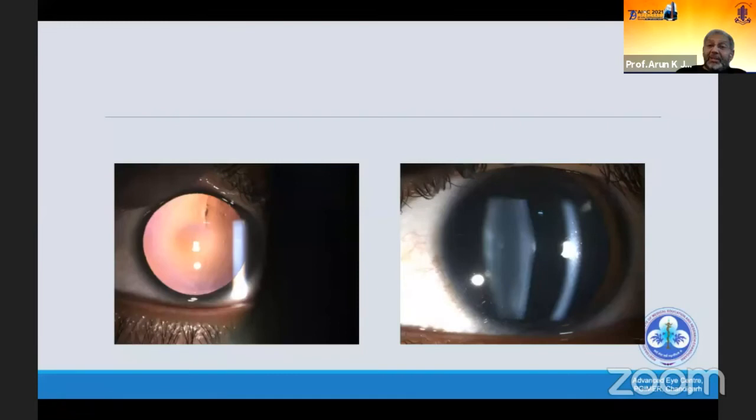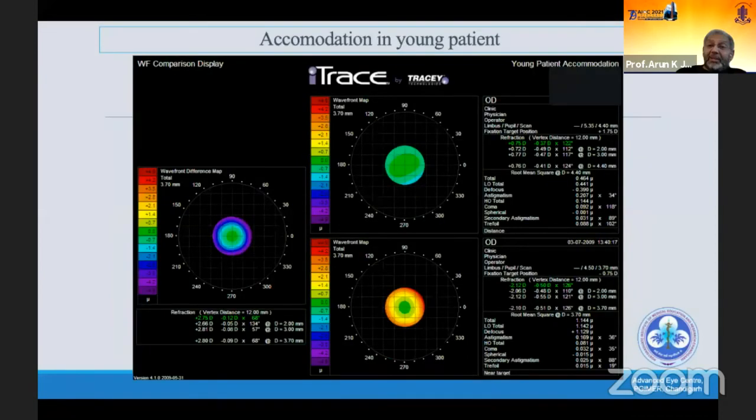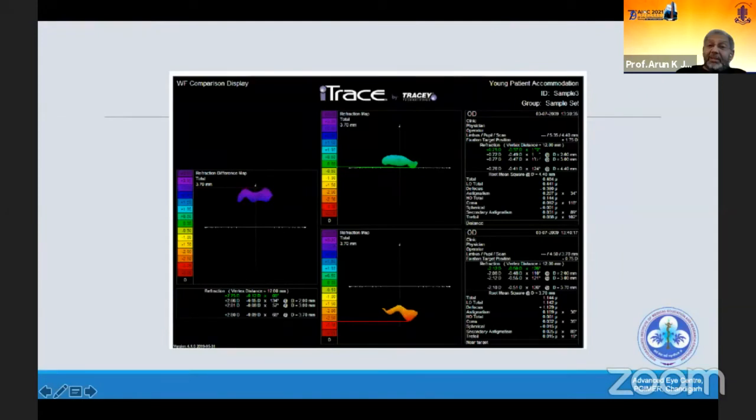And now coming to the measurement of accommodation in this patient, we have this available in this eye trace. We ask the patient first to focus near, then at a distance, and the difference map gives us the amplitude of accommodation in this eye. This can be represented in a 3D map like this, and this is for near, for distance, and the difference of the two gives us the amplitude of accommodation.